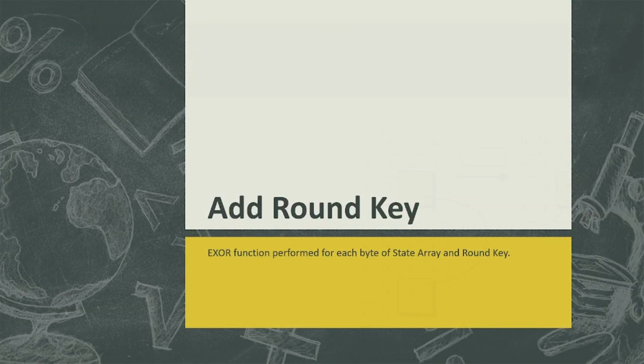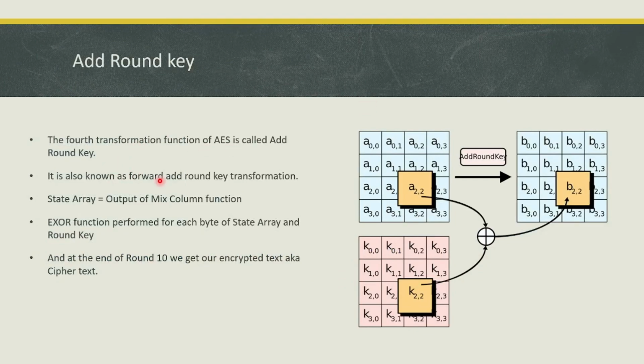The fourth step is the add round key. It is also known as the forward add round key transformation. The input of this function is the output of the mix column function. In this operation, we perform a XOR operation between each byte of this state array and the round key. You can see that if we want to generate b2 comma 2, we have to perform XOR operation between a2 comma 2 and k2 comma 2. Similarly, we can generate all values.